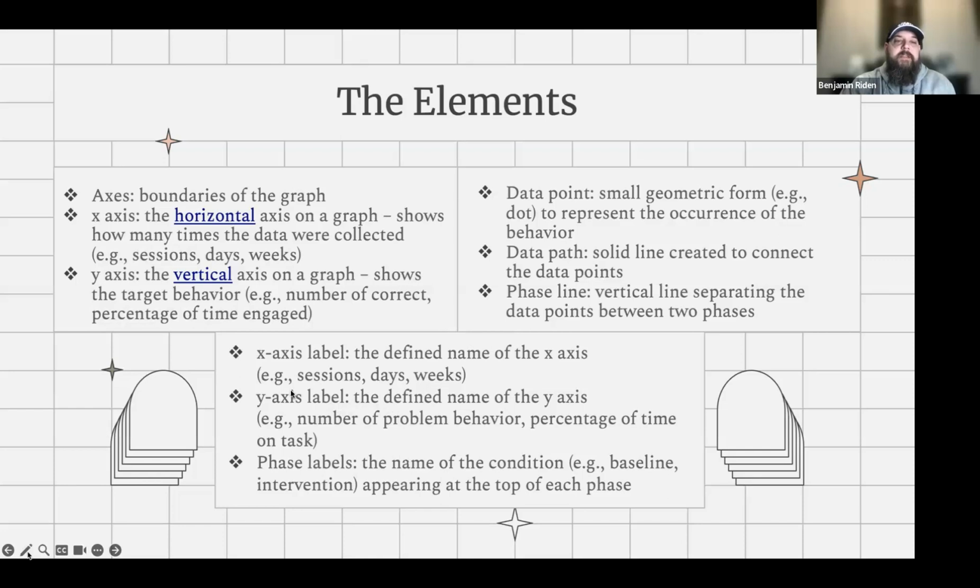Oh, and we also need to have labels for all of our things on our graph. So we have to have a label for the x-axis, right? We want to put underneath that x-axis what that time unit is, on the y-axis, what the behavior is. And then for the phase labels, we want to name those phases, be it baseline and intervention.